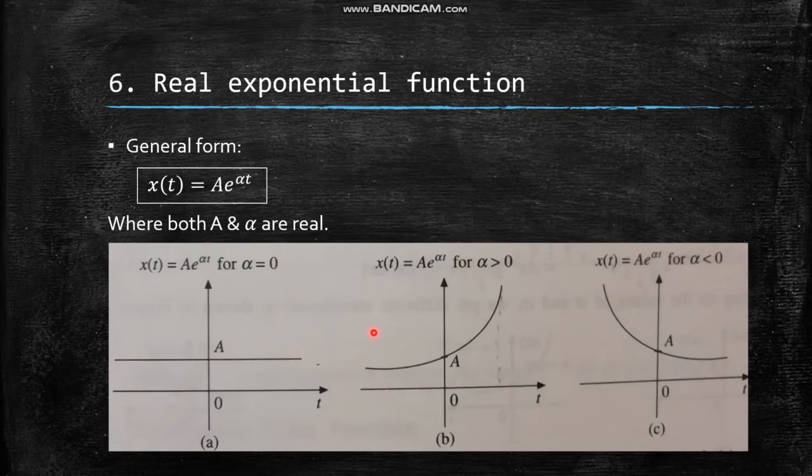The second case is when we take alpha as a positive value, that is alpha is greater than 0, then this equation x of t is equal to a e raised to alpha t will become positive in nature, that is the exponent, it is exponentially growing. The signal is exponentially growing, while the third case in which alpha is taken as a negative value, that is less than 0, it is exponentially decaying in nature, that is opposite to the second case.